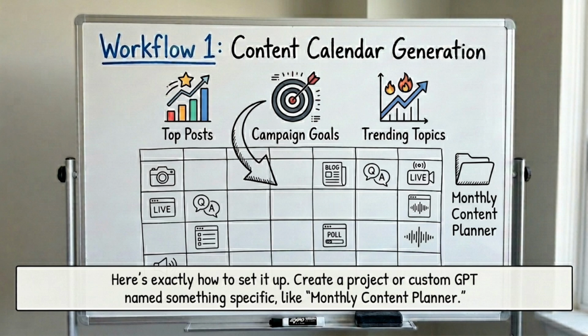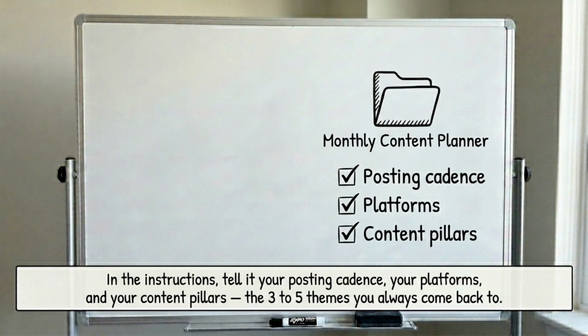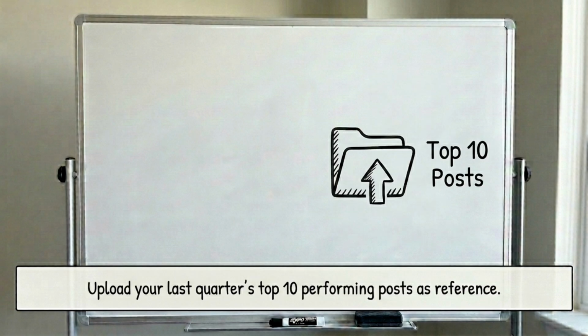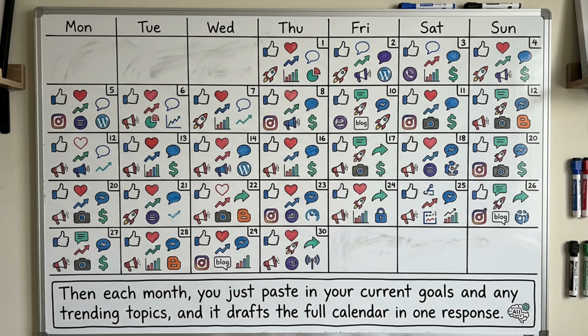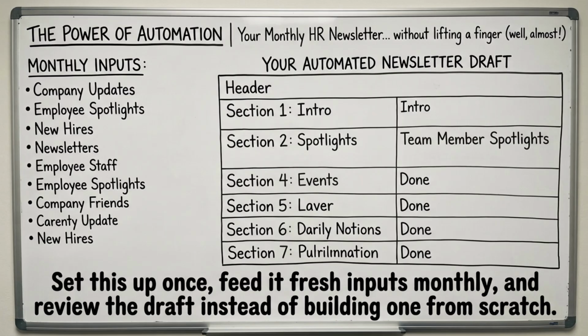Here's exactly how to set it up. Create a project or custom GPT named something specific, like Monthly Content Planner. In the instructions, tell it your posting cadence, your platforms, and your content pillars, the 3 to 5 themes you always come back to. Upload your last quarter's top 10 performing posts as reference. Then each month, you just paste in your current goals and any trending topics, and it drafts the full calendar in one response. Set this up once, feed it fresh inputs monthly, and review the draft instead of building one from scratch.